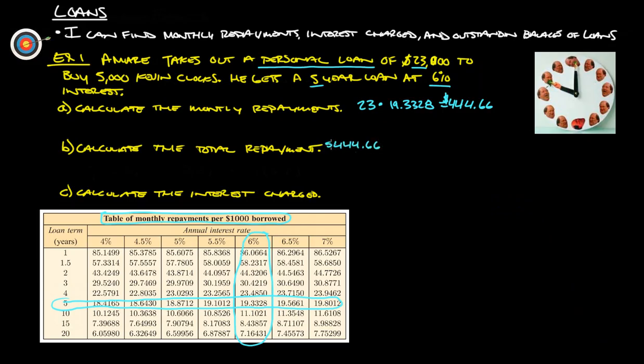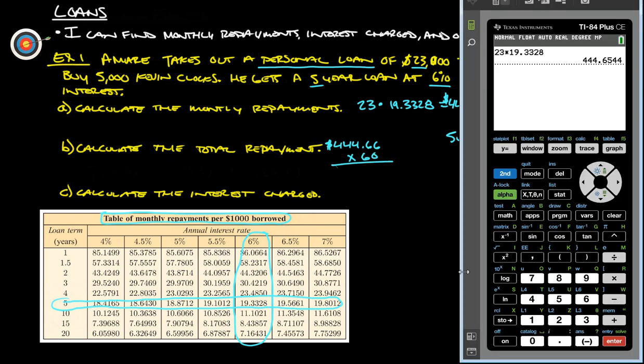Okay. Now to calculate the total repayment, we take our monthly payment, $444.66, and multiply that by the number of months. At 5 years, with 12 months per year, that is 60 total payments. So we multiply this by 60. 444.66 times 60. That means they end up paying back $26,679.60.